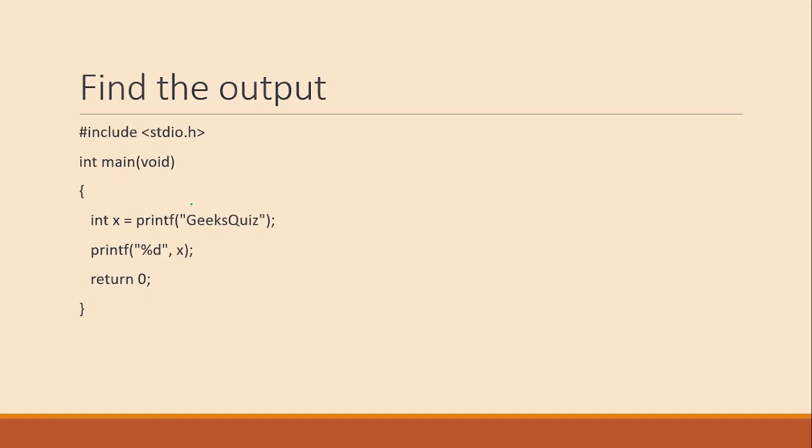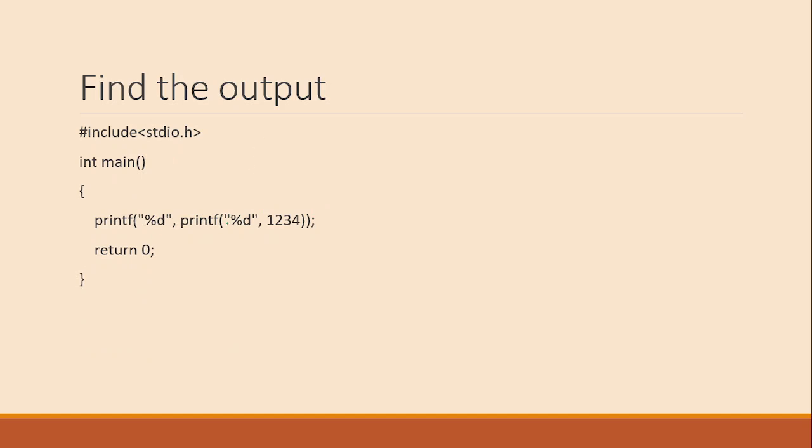Now see here, find the output for this printf of "Zeek's quiz". The advantage of printf is that it not only prints "Zeek's quiz", it also returns the number of characters it prints. So how many characters is it printing? 1, 2, 3, 4, 5, 6, 7, 8, and 9. So it will return a value of 9, and x will take the value 9. When I print, "Zeek's quiz" will be the output, then x will be printed as 9. So you get 2 outputs: "Zeek's quiz" and 9.